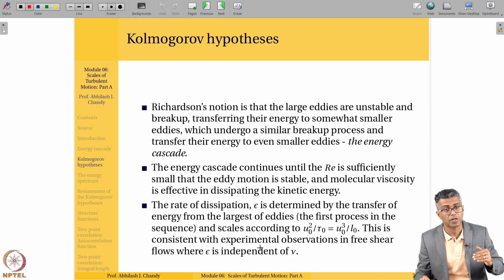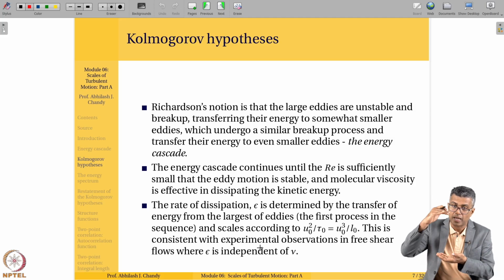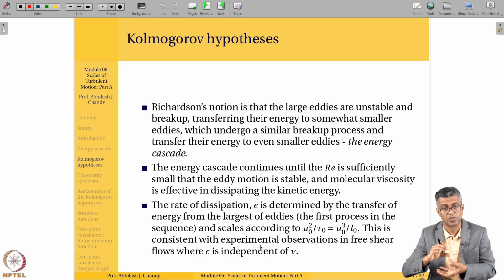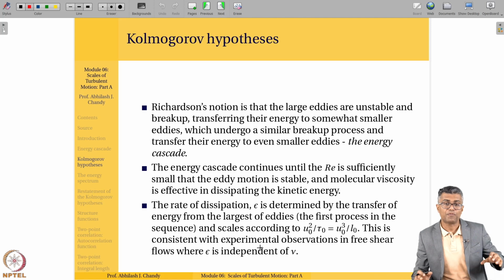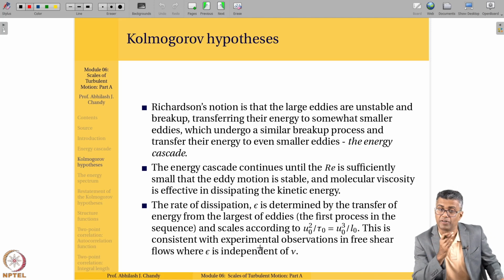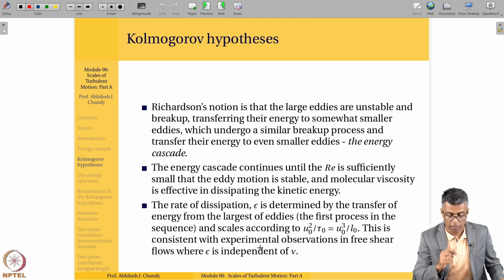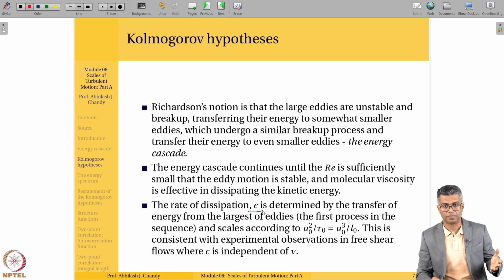So when the Reynolds number is small, what happens? Reynolds number is inertia over viscous. If the Reynolds number is small, that means the viscous effects are high. That means viscosity takes over at those scales, for dissipating the energy that is left over in those small scales into heat. So if it is dissipating, there will be a rate of dissipation. Let's call that rate of dissipation epsilon, like we have explained before.